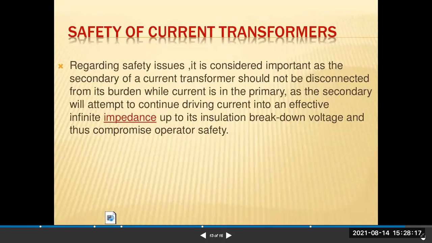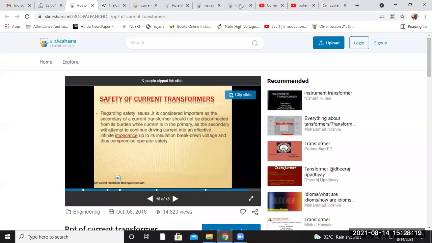Now let me show you the animation part of the current transformer. Then we will discuss the potential transformer.